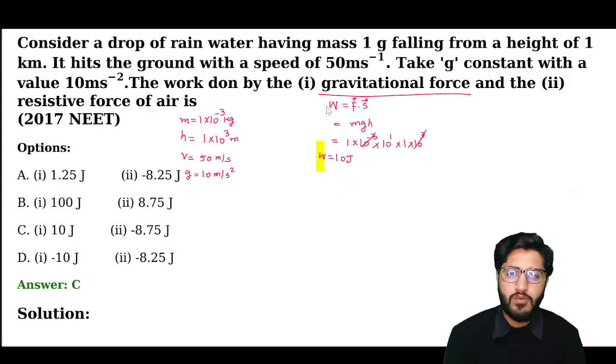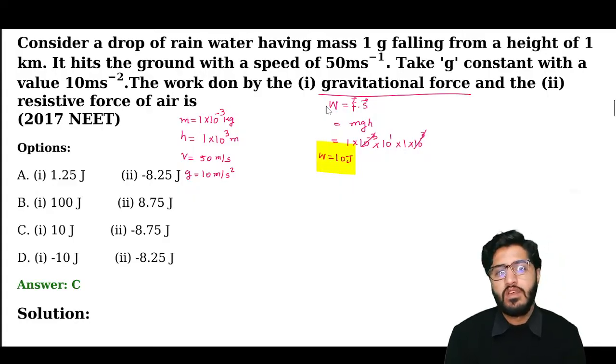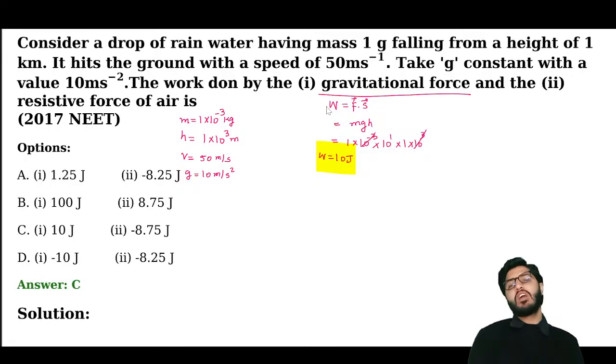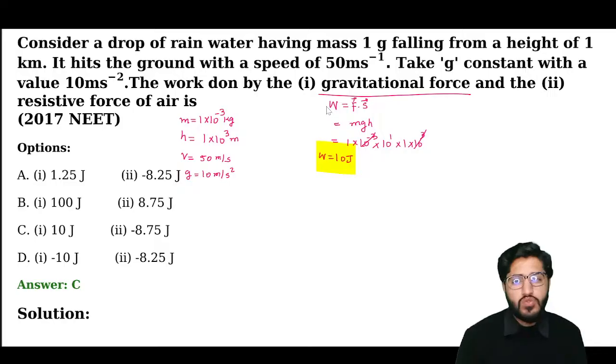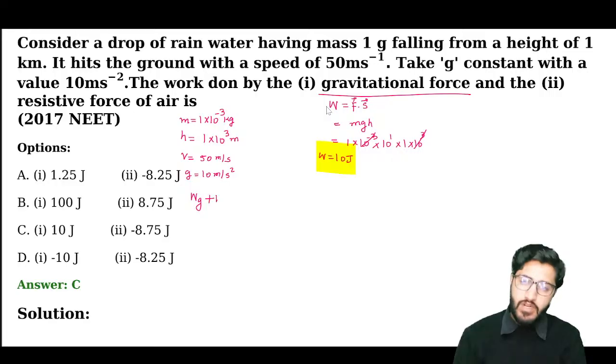For gravity, it is how much? 10 joule only. Now we don't know any formula by which we can find out the resistive force directly. So how can we get it? We can use the work energy theorem. Work done by all the forces is equal to change in the kinetic energy. So I can write work done by gravitational force plus work done by resistive force is equal to change in the kinetic energy. I can write like this, no?